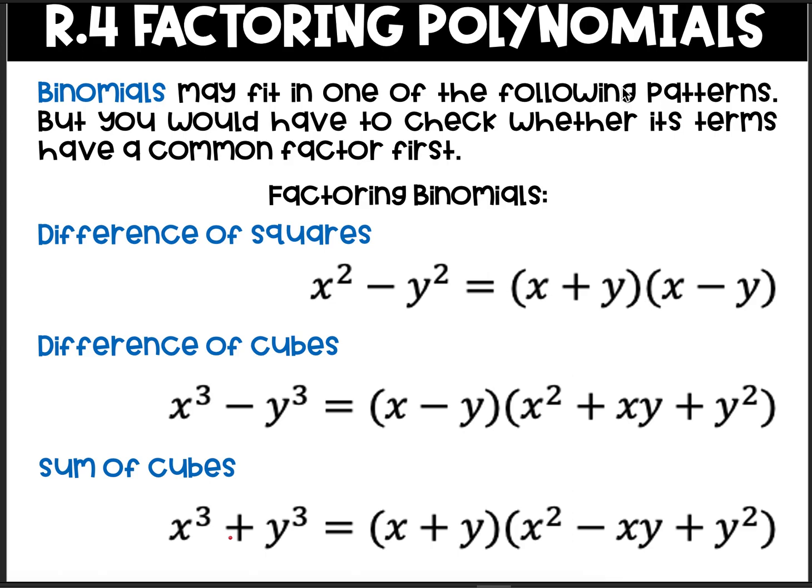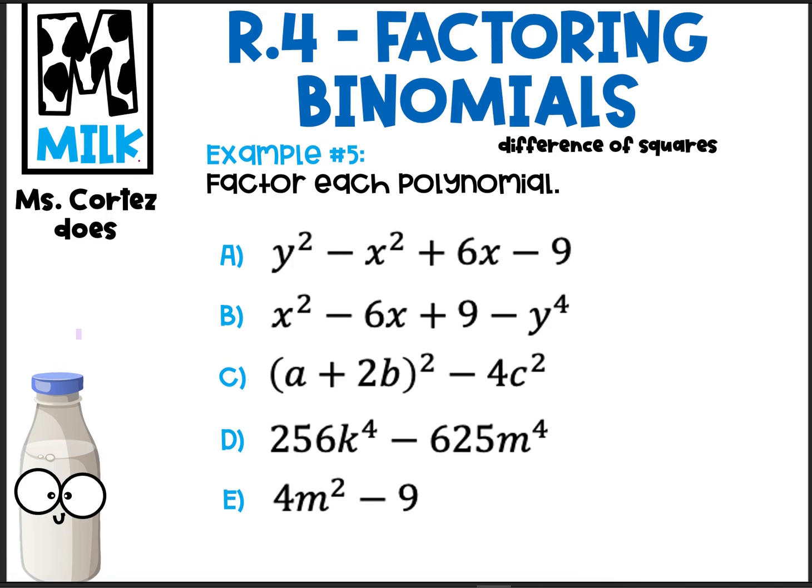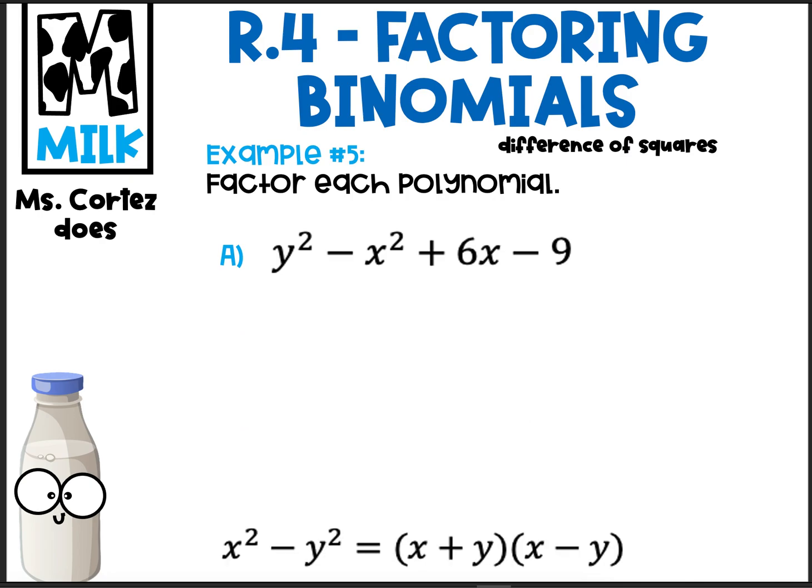When you're factoring polynomials, that could be the case where you get a difference of squares, a difference of cubes, or a sum of cubes. The difference of squares would be a squared value subtracted by another squared value. The difference of cubes would be a value to the third power subtracted by another value to the third power, and the sum of cubes will be two terms to the third power added to each other. I will go over these examples in the following minutes.